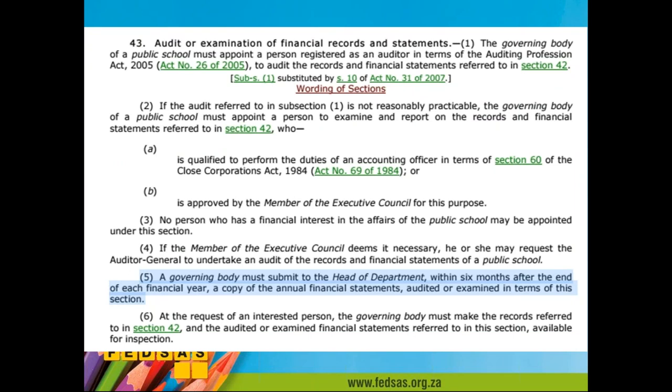We have escalated it to national because I haven't had a response from Dr. Zama and the HOD of KZN. I haven't had a response at all from him. So we are taking it onto a national level to say we haven't got a response and we need to get a clearance on where we're going with it.